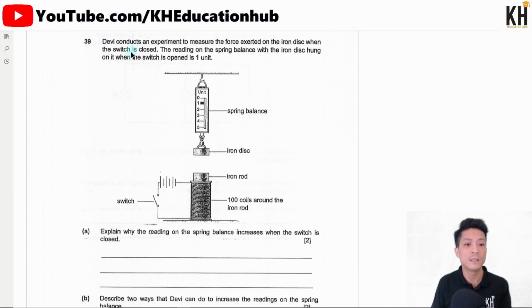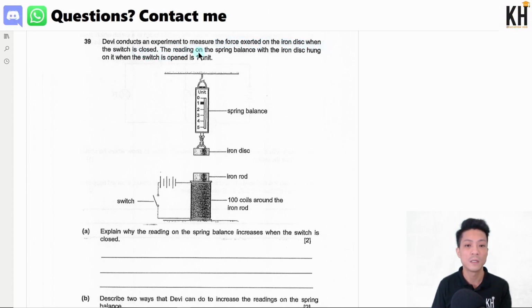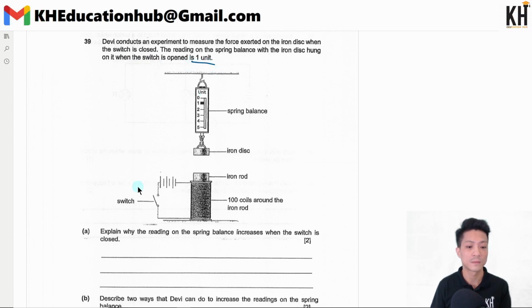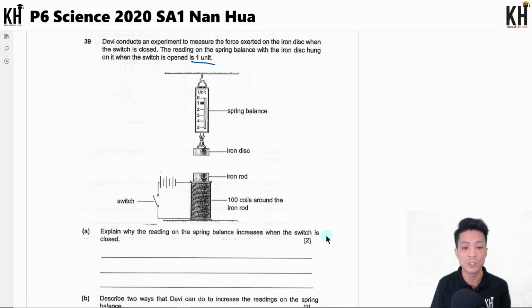Okay, question 39. Devi conducts an experiment to measure the force exerted on the iron disc when the switch is closed. The reading on the spring balance with the iron disc hung on it when the switch is open is 1 unit. For part A, explain why the reading on the spring balance increases when the switch is closed.